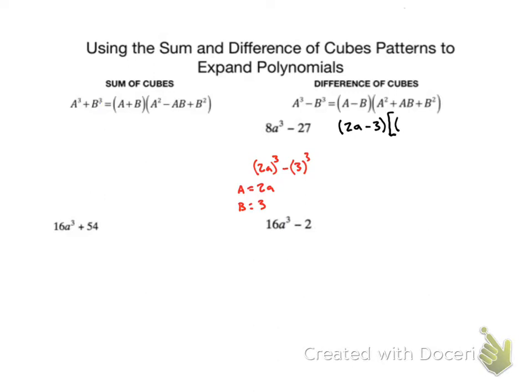A squared gives me 2a squared plus a times b. My a is 2a times b is 3, plus b squared, 3 squared. I'm going to start doing my simplifying. First parentheses, no simplifying. Second parentheses, 2 squared a squared. 2 squared gives me 4. This is 4a squared plus 6a plus 9.